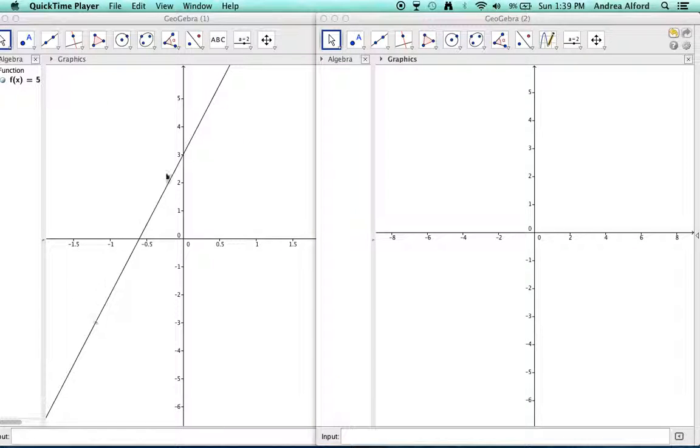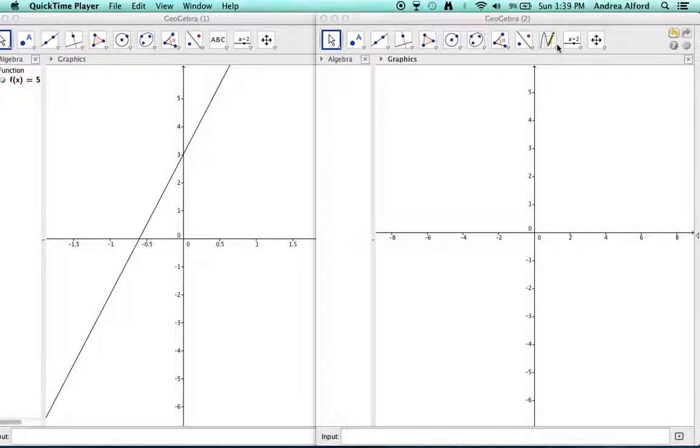We have a function right here. It's a straight line, so I know it's something like y equals mx plus b. I want to sketch the derivative. Well, I know in my brain the derivative of y equals mx plus b is just y equals m. It's just a constant, and this has the same slope everywhere.